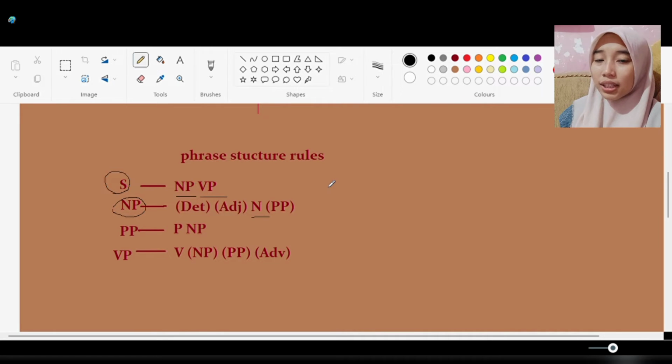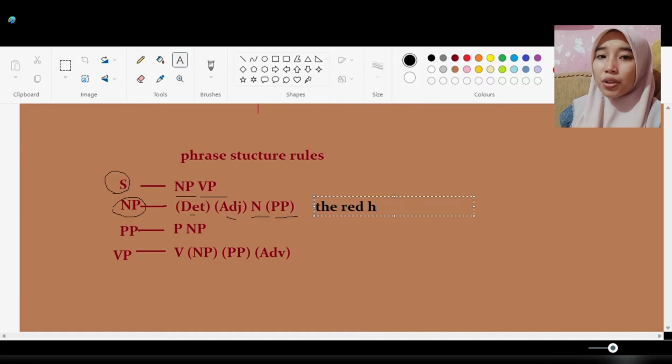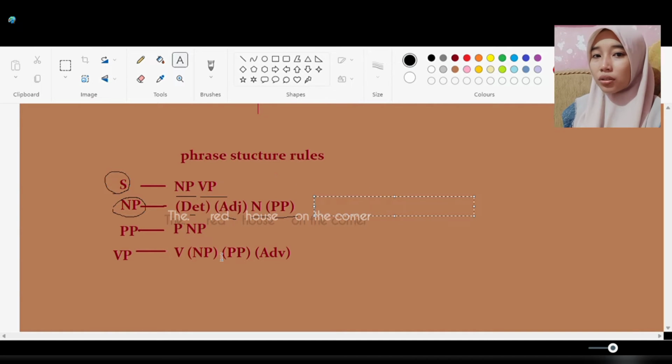However, you will notice that there are parentheses around things like determiners, adjectives, and a prepositional phrase that we'll get to in a second. The parentheses mean that they are optional. You don't need them, but you very often get them in noun phrases. So you can have something like just "house" as a noun phrase, but it could also be something like "the red house" or "the red house on the corner" with a prepositional phrase.